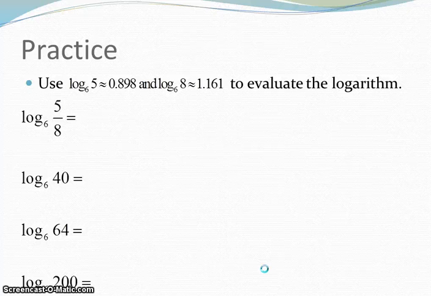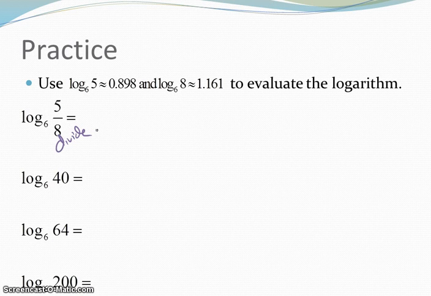So the way we might use these properties occasionally is we might be given approximations for various logs, and then we will use these properties to evaluate the logarithm based off of the information given. So if I was told the log base 6 of 5 was approximately 0.898, the log base 6 of 8 was approximately 1.161. Each of these 4 problems is some sort of manipulation between 5 and 8. Maybe both, maybe one. I'm looking at the first one and I see it's pretty obvious that all I did was divide.